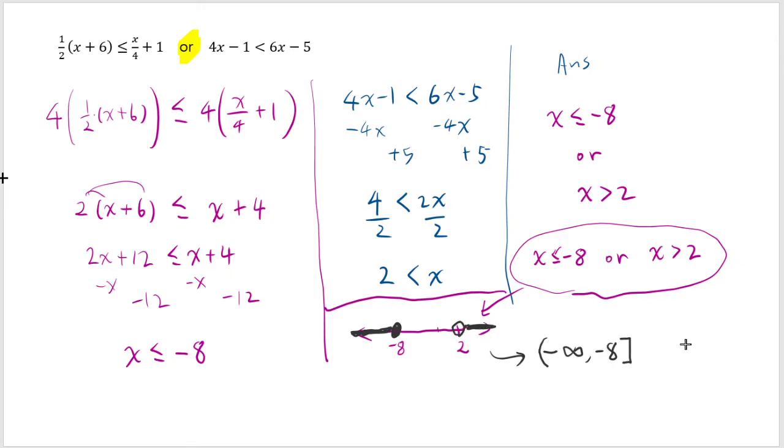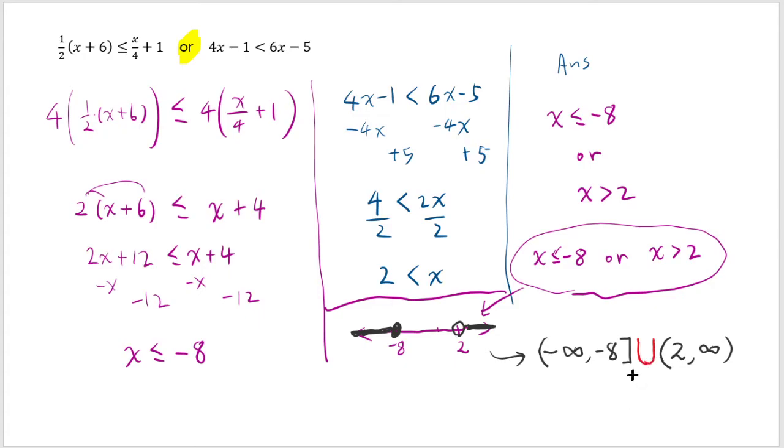The other interval starts from 2 and goes till infinity. So it skips the 2, but then it includes everything after 2, right? So I use open brackets for both. And here's the important thing: if you have more than one interval, you should put the U.